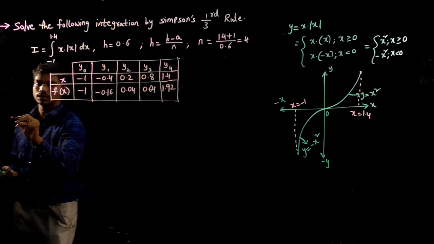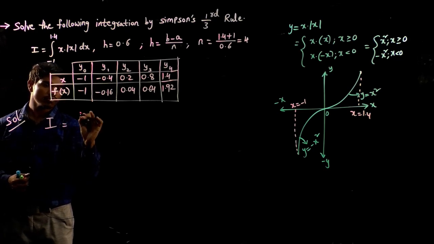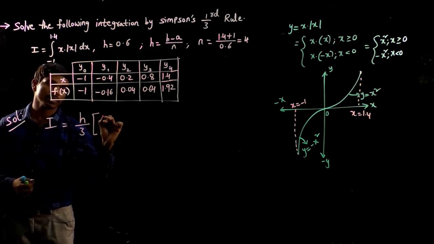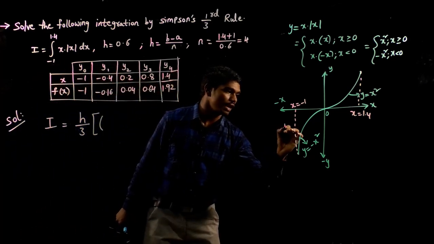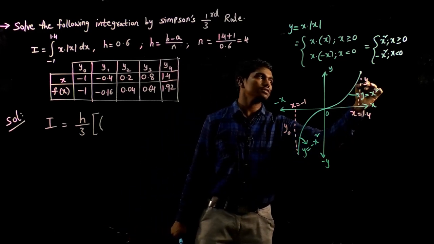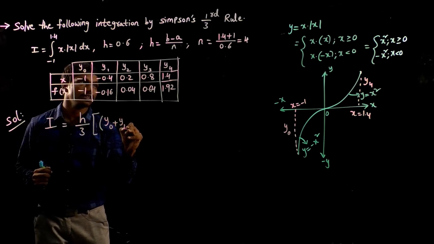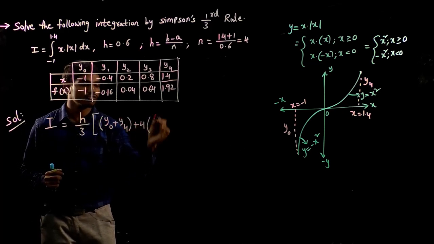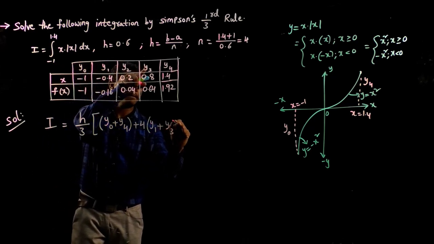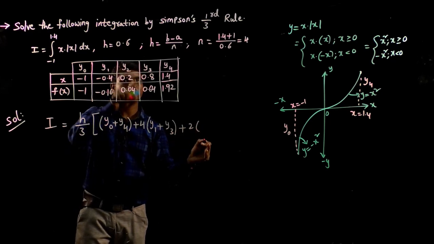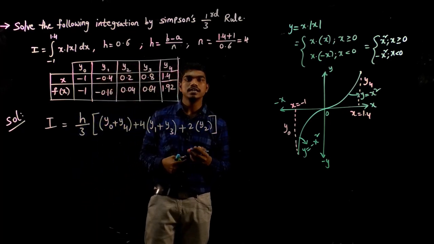So if you look at the solution of this problem by Simpson's one-third rule, we have the formulation as h by 3 into the sum of extreme values of y, meaning y0 and yn, which is y0 and y4 here. So y0 plus y4, plus 4 times the odd subscripts, meaning y1 plus y3, plus 2 times the even subscripts, which is y2. So this is the formulation that we have for general Simpson's one-third rule.